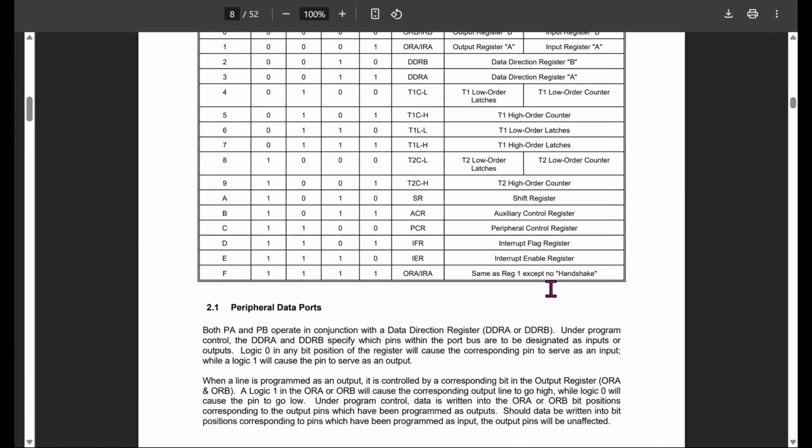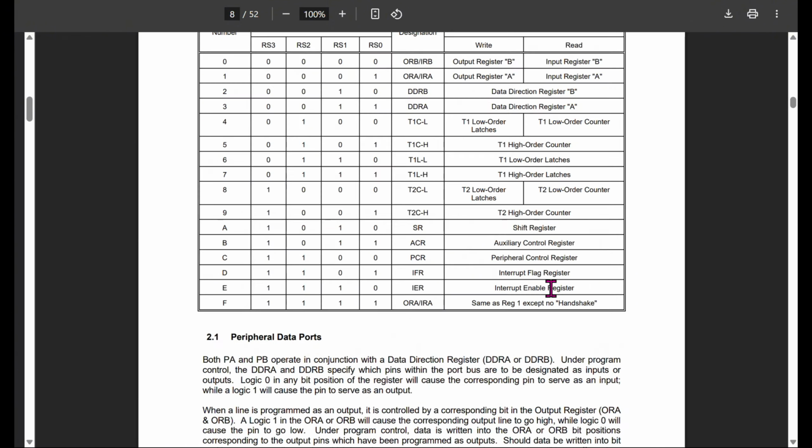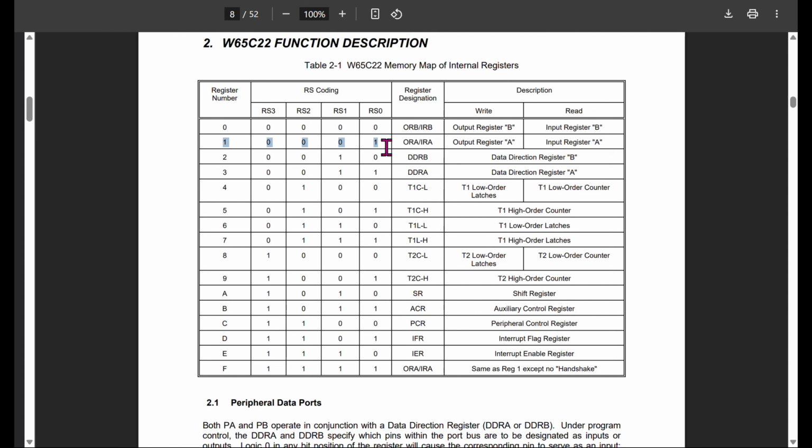So there's 2 of the registers, and then the other 2 we want to have a look at is register number 0 and register number 1, and it depends on whether they are an input or an output, but if they're an output, then whatever I write to register number 0 will be outputted on port B.